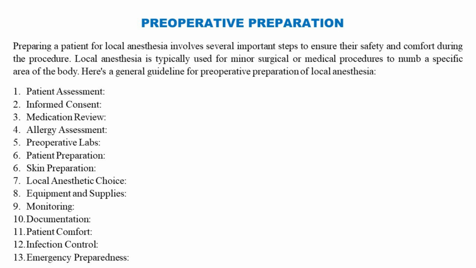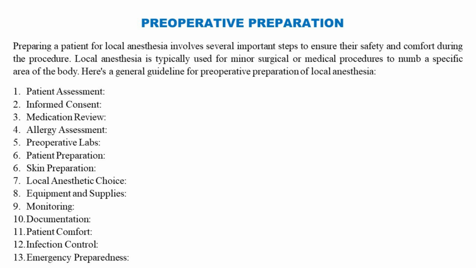6. Patient preparation. Ensure the patient is in a comfortable and appropriate position for the procedure. Provide a clean and sterile environment in the procedure room. 7. Skin preparation. Clean and disinfect the area where the local anesthesia will be administered to reduce the risk of infection. 8. Local anesthetic choice. Select the appropriate local anesthetic agent based on the procedure, its duration, and the patient's medical history.